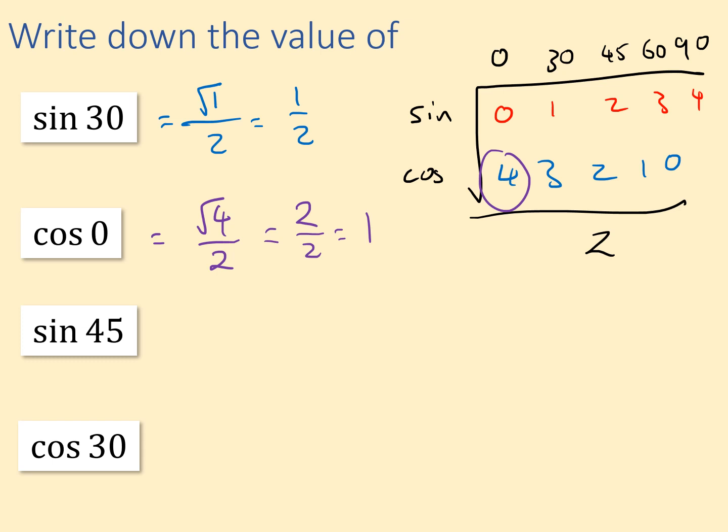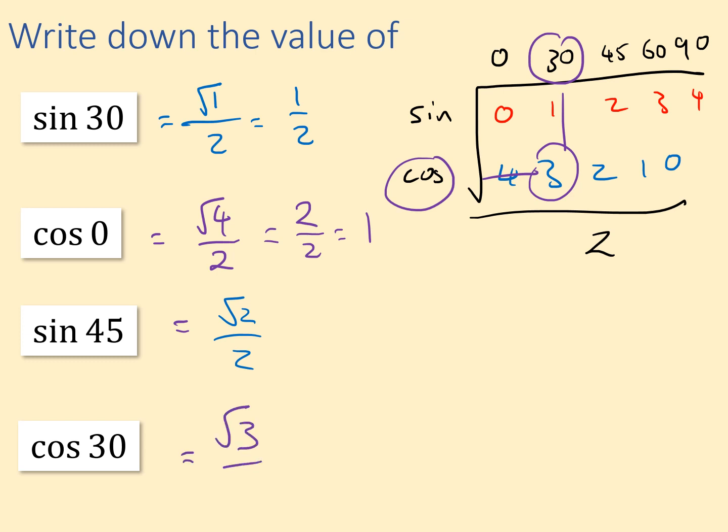Okay, let's do this a bit quicker then. So sine of 45. Looking at this number 2, it's the square root of 2 over 2. I can't simplify that any further. There you go. And the cosine of 30, bottom row now. So cosine of 30, see if you can do this without my help. Cosine of 30 leads to this 3, so it's the square root of 3 divided by 2.